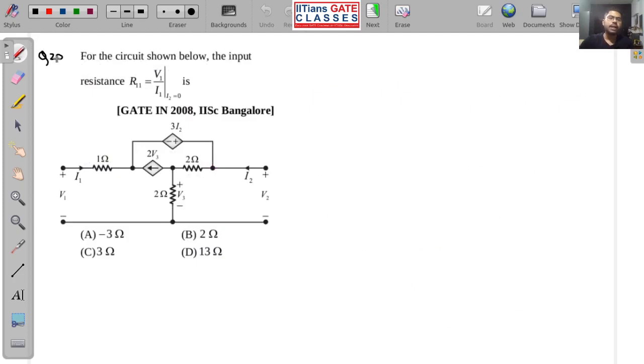So now the second question, number 20, sorry, I have taken it from a GATE paper. This was asked to the instrumentation branch in 2008. So let us see how we are going to solve this question. For the circuit shown below, the input resistance R11, which is equal to V1 by I1 when I2 is 0.